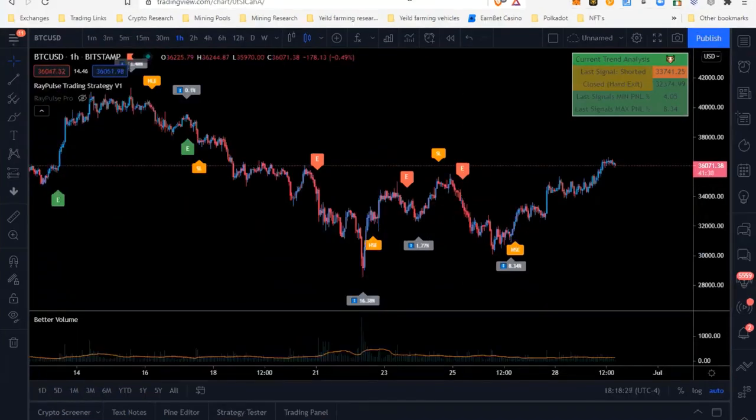So quickly to go over the dashboard, which is what you're seeing here in the upper right-hand corner of my chart. This shows the current trend analysis, which is indicated by either a green or a red box, and of course the bull or the bear icon. It shows the last signal, whether it was a long or a short, what the entry was on that signal, and what the hard exit was as far as price goes. Then it shows the minimum and the max P&L for that specific signal. If there's an active signal on the chart, then it will give you the status of the active signal, whether it's in profit or not in profit, and by how much.